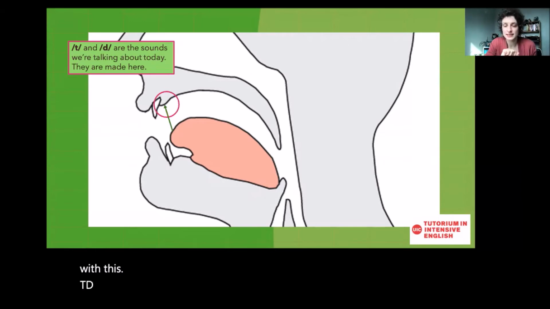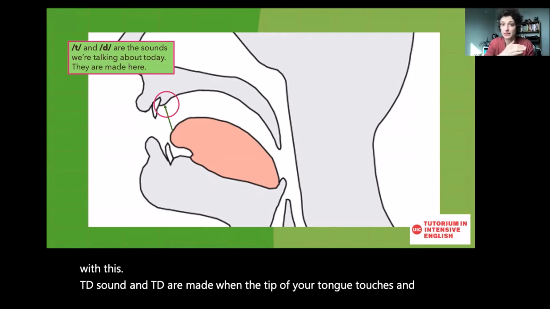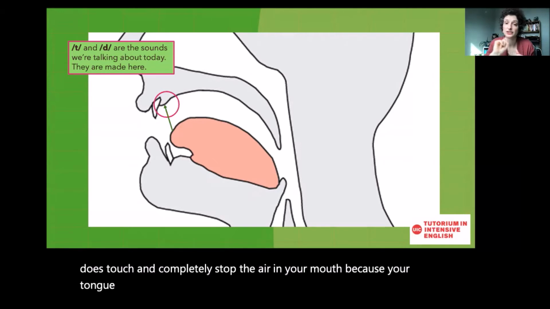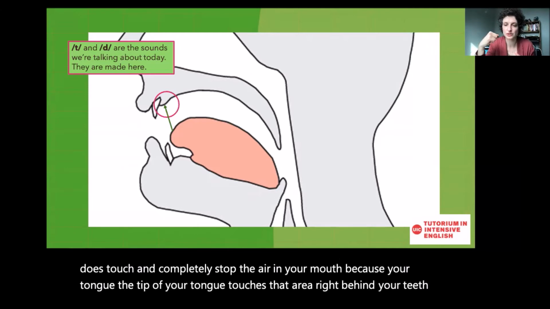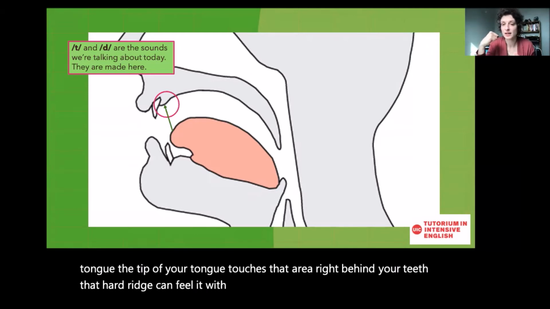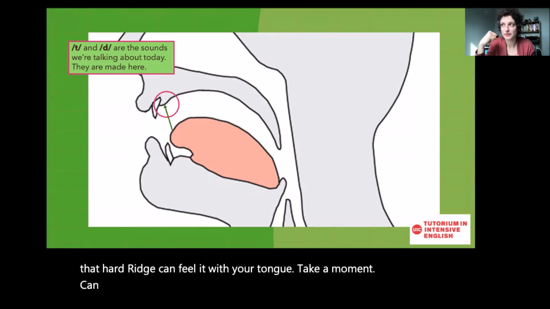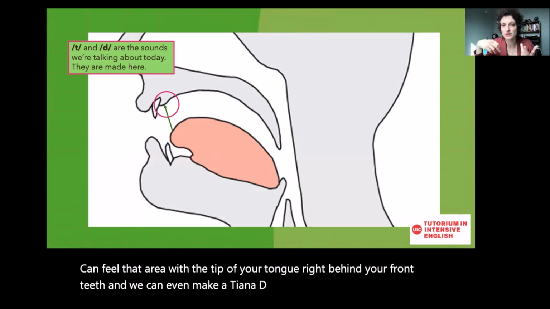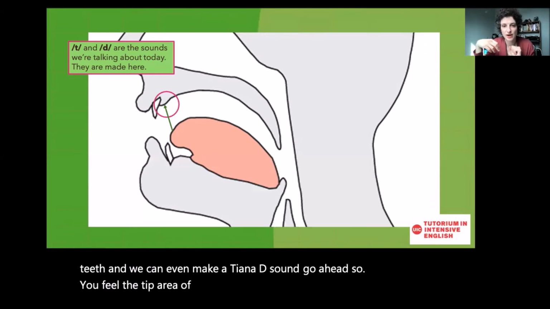T and D are made when the tip of your tongue touches and completely stops the air in your mouth, because the tip of your tongue touches that area right behind your teeth, that hard ridge. You can feel it with your tongue. Take a moment. Feel that area with the tip of your tongue right behind your front teeth. And we can even make a T and a D sound. Go ahead. So t, t. You can feel the tip area of your tongue touching that hard ridge right behind your front teeth.